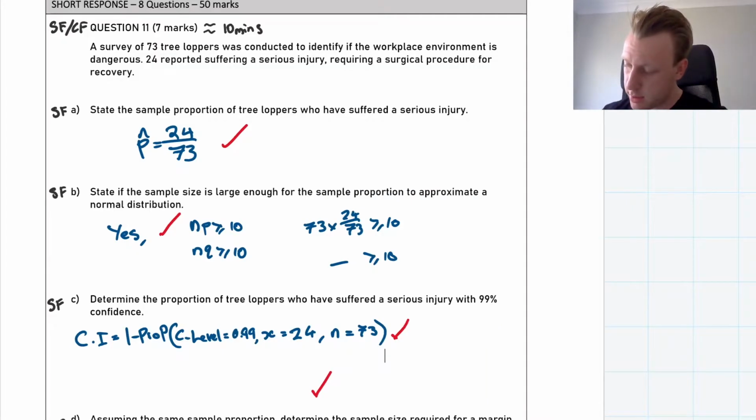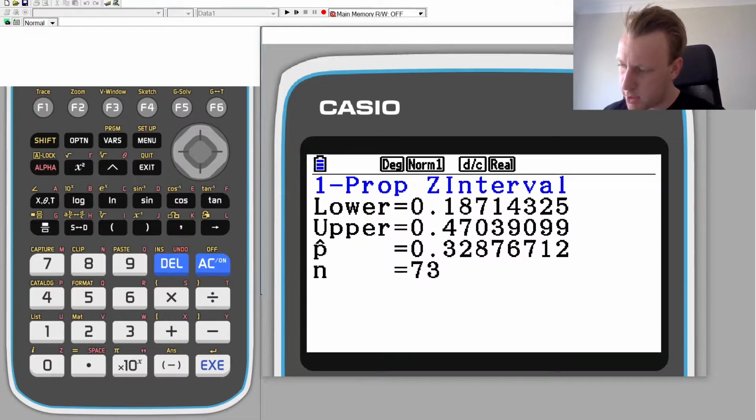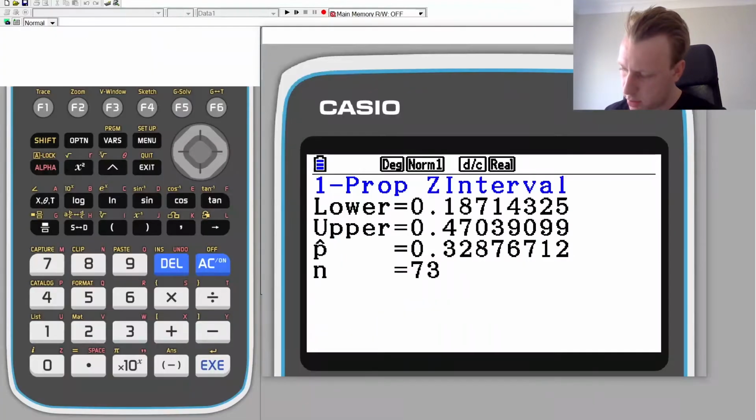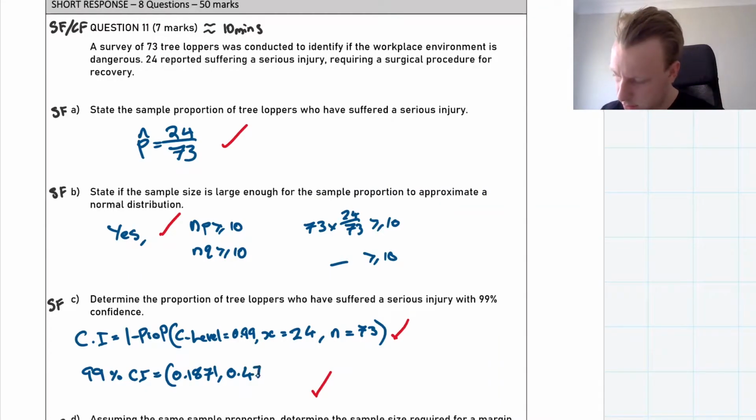0.1871. So 99% confidence interval is equal to 0.1871, 0.4703. Okay, that is my 99% confidence.